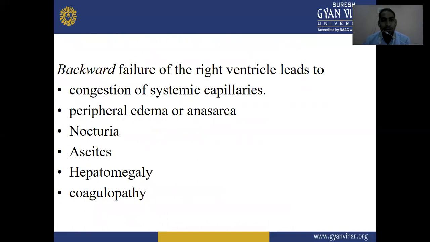Backward failure of the right ventricle leads to congestion of systemic capillaries, with clot formation. Peripheral edema, nocturia, ascites, hepatomegaly, coagulopathy. These are the effects of backward failure of the right ventricle.